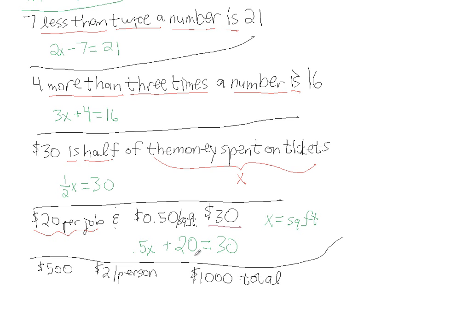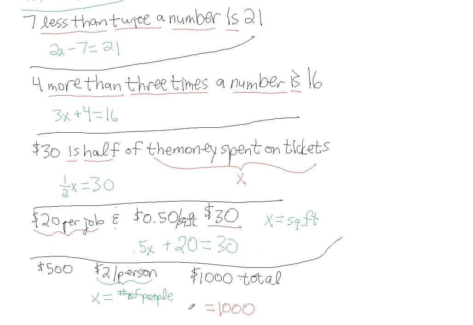Okay. Let's go ahead and define our variable. Let's say X is the number of people. X equals the number of people. Okay. So let's start with our $1,000. $1,000 is going to be the total here. So whatever our equation is going to add up to $1,000.